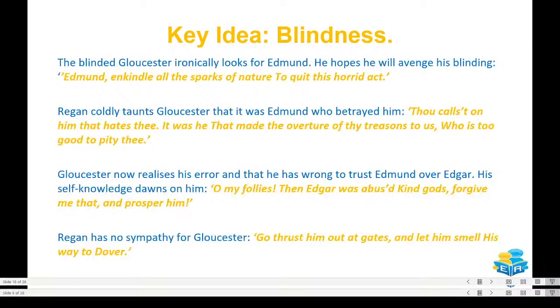Gloucester then realises the error, so it dawns on him. "Oh, my follies, then Edgar was abused. Kind gods, forgive me that and prosper him." All right, so oh no, what have I done?